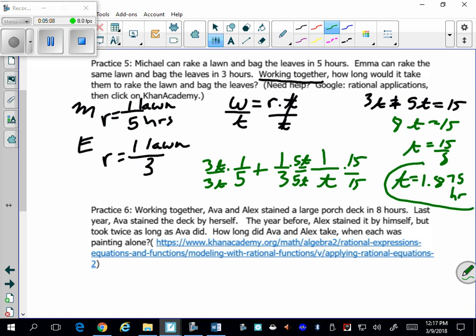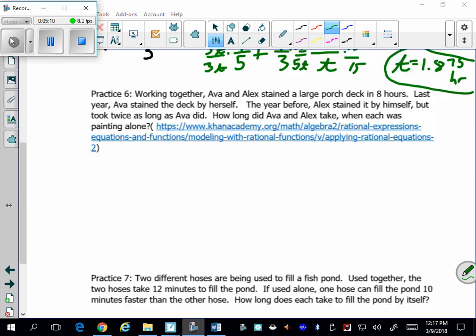Moving on. Reading this, hopefully you read it already. You can go to Khan Academy and look there if you want to see how Khan does it, but otherwise you're here, so let's do it.